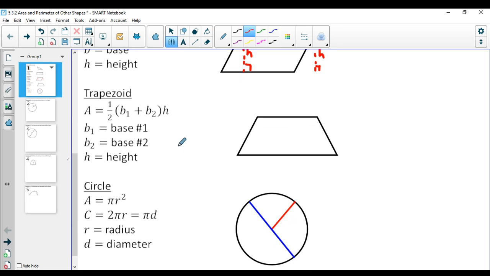Okay, and then a trapezoid, same thing. When I see base 1 and base 2, that means the non-slanted sides. It doesn't matter which one is which. And then again, the height is the vertical line that makes a right angle with one of the bases, not one of these. These would be the heights.